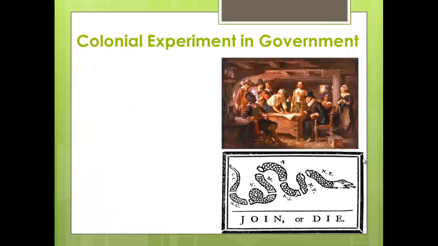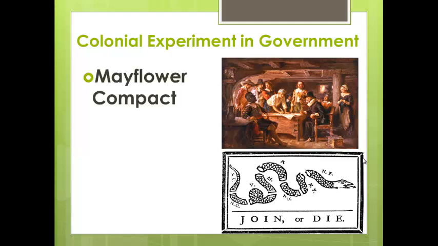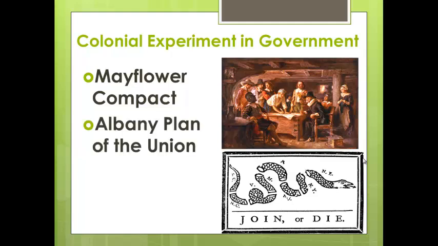All right, let's talk about colonial experiment in government. Three big ideas here that we need to go over. One, we have the Mayflower Compact. This is what that famous ship, the Mayflower, when it was coming over to America, they agreed on a document on how to govern themselves. That is the Mayflower Compact.